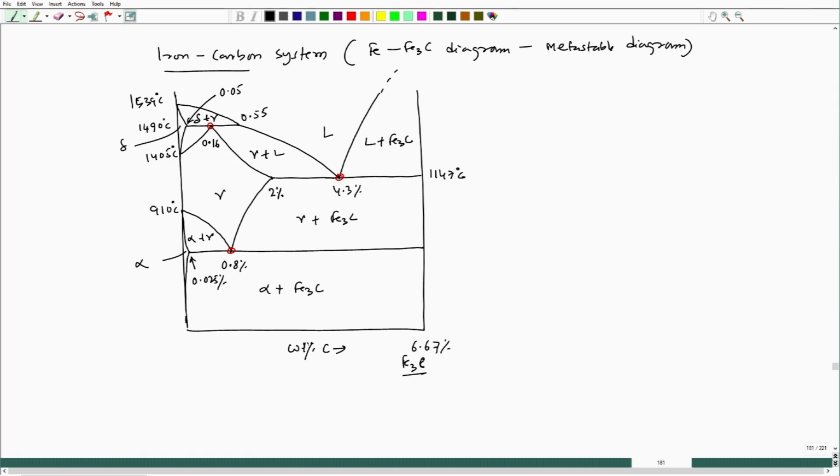Now, here we see that one eutectoid reaction, one eutectic reaction, those two are happening. We will talk about this particular reaction which is called peritectic.